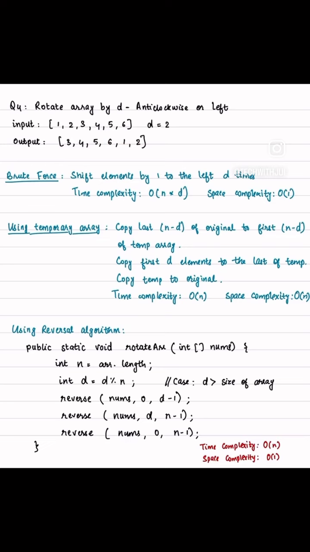So the brute force approach is to shift elements by 1 to the left D times, but then the time complexity will be big O of n times d, and the space complexity is big O of 1 because we are not using any extra space here.